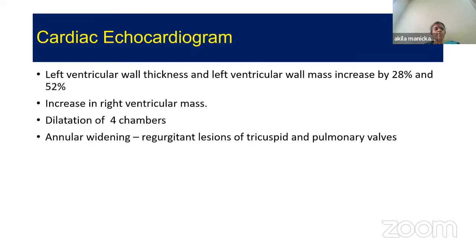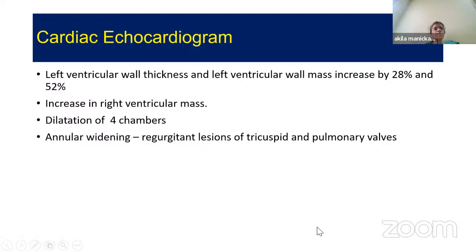When you look at the echocardiogram, the left ventricular wall thickness and the left ventricular wall mass increases by 28% and 42%. It is not only the left ventricle which increases in size, there is also increase in the right ventricular mass. There is also dilatation of all the four chambers. Because of this dilatation of the four chambers of the heart, there can be mild annular dilatation of the tricuspid valve and the pulmonary valve, which can lead to mild tricuspid regurgitation or pulmonary regurgitation in an echo. These can also present as systolic murmurs in the left parasternal border.